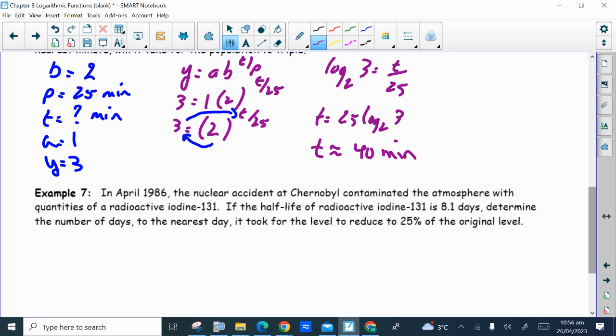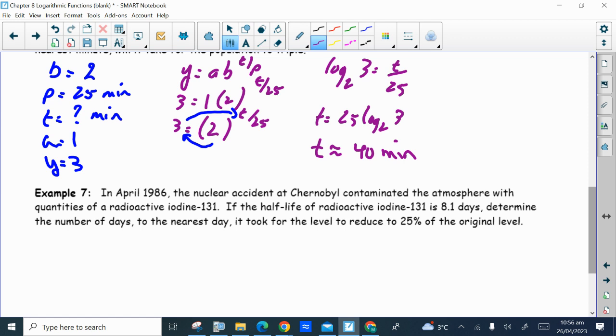All right. This last example. In April of 1986, there was a nuclear accident at Chernobyl. It contaminated the atmosphere with quantities of radioactive iodine-131. So what happened is that the reactor melted down. It released all this radioactive stuff into the air.